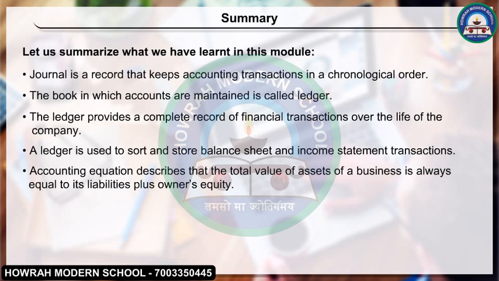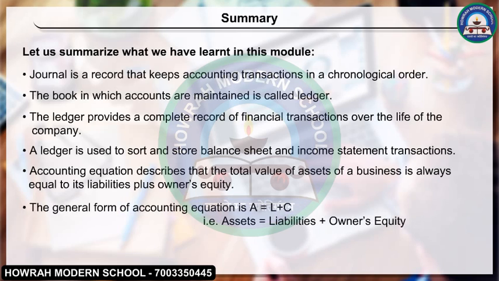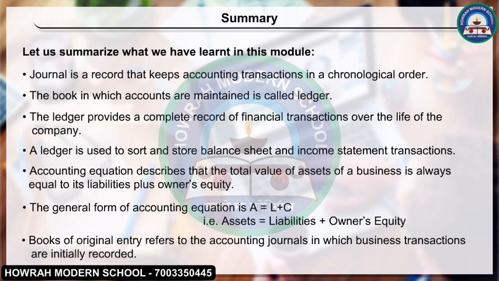Accounting equation describes that the total value of assets of a business is always equal to its liabilities plus owner's equity. The general form of the accounting equation is A is equal to L plus C, that is, assets is equal to liabilities plus owner's equity. Books of original entry refers to the accounting journals in which business transactions are initially recorded.